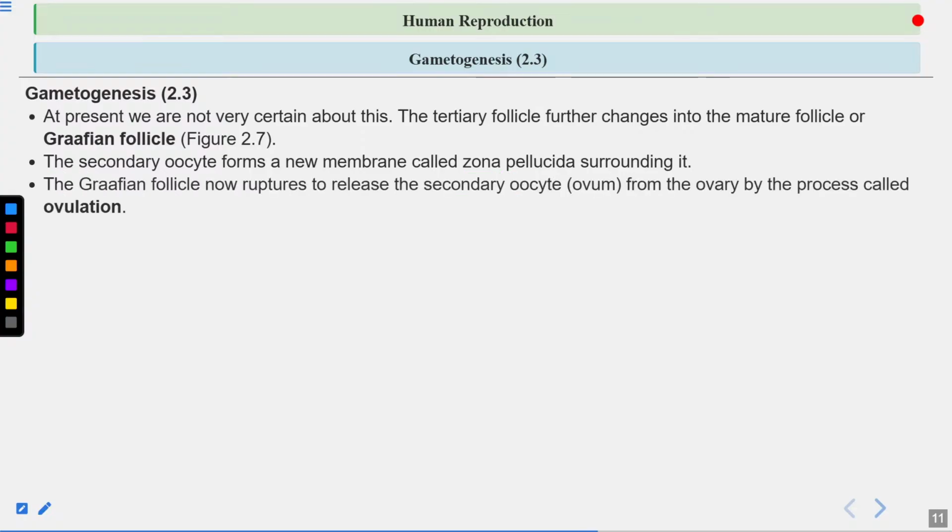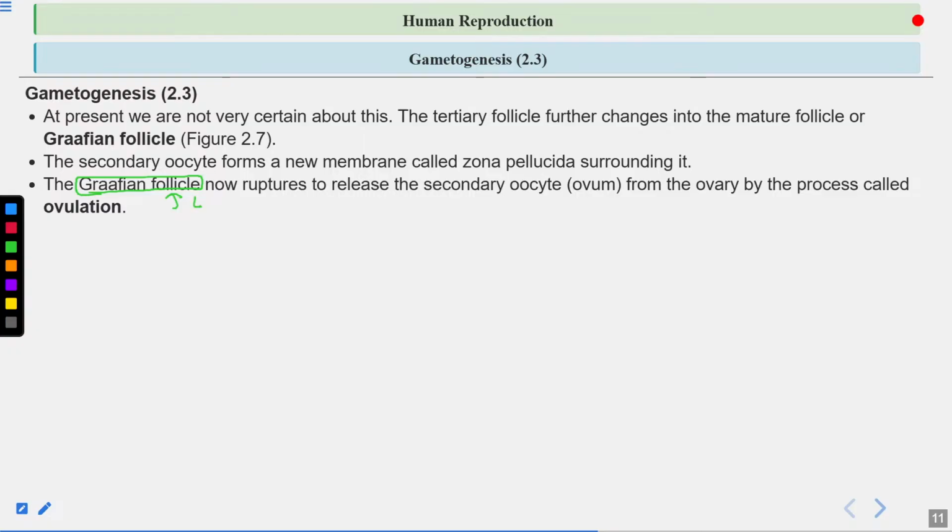Now the Graafian follicle ruptures to release the secondary oocyte from the ovary by the process known as ovulation. Clear? So this Graafian follicle now contains the secondary oocyte. This Graafian follicle will rupture. And what stimulates the rupture of this Graafian follicle?